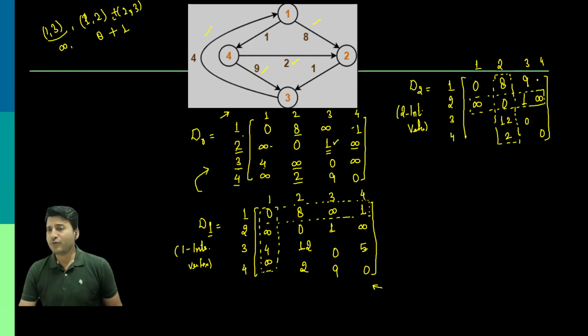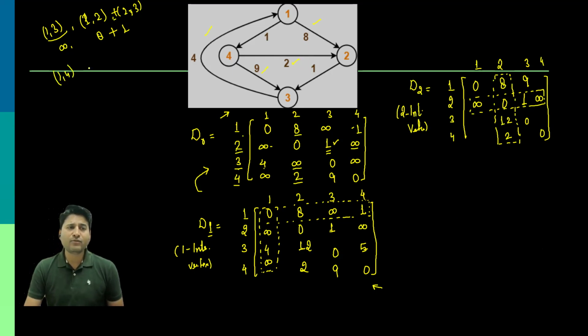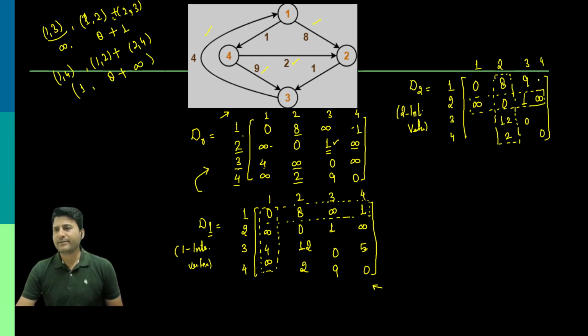Now, moving to 1 to 4, making 2 the intermediate. So 1 to 4, how should it be written? 1 to 4, insert 2. So 1 comma 2 and then 2 comma 4. So 1 comma 2 is 8, plus 2 comma 4 is infinite. What is 1 comma 4? It is 1. So the minimum of these two is 1. And now try to understand the concept: whatever is your intermediate vertex, that needs to be inserted between every path.